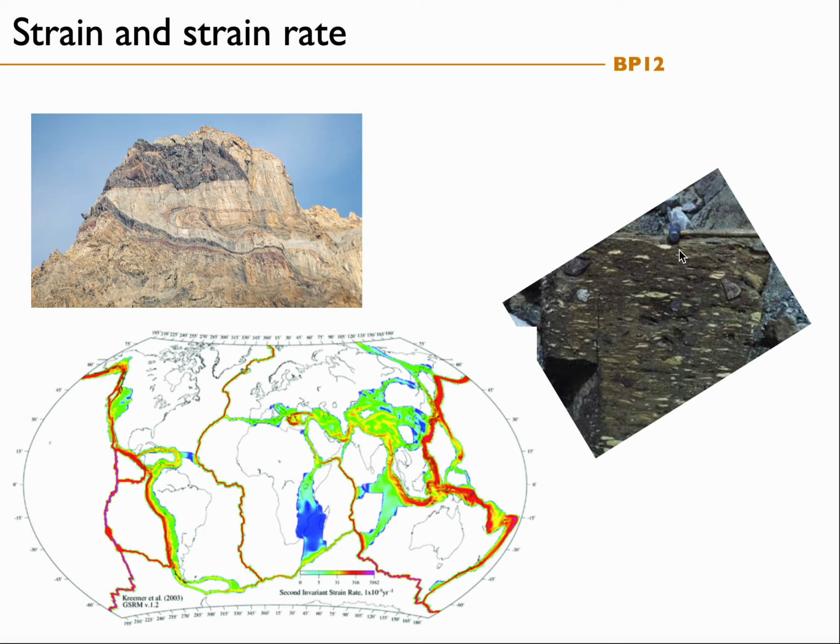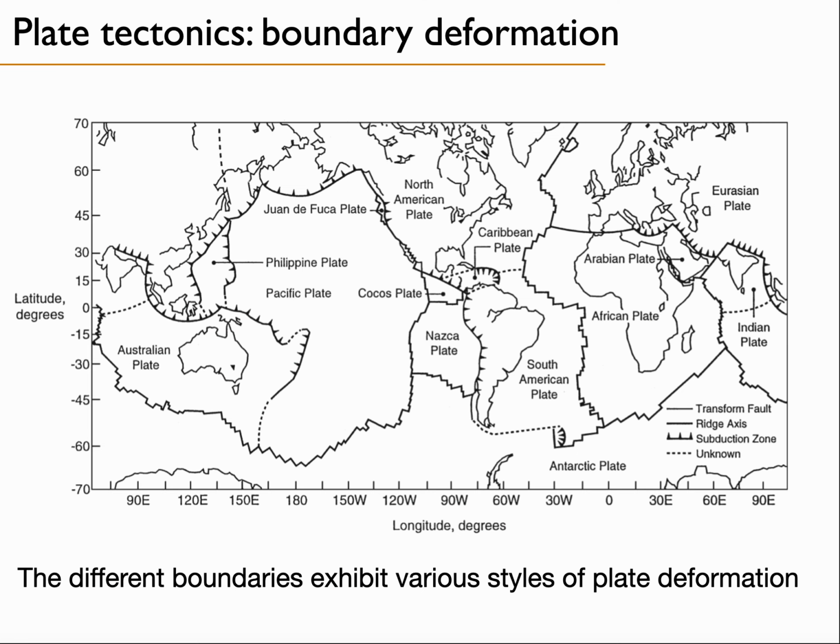Hello everyone, this lecture is about strain and strain rate. In the previous lecture, we discussed the concept of plate tectonics. So we know that the surface of the Earth is fragmented into different plates, and along the plate boundaries, there is deformation taking place over geological cycles. These different plate boundaries exhibit different styles of deformation.